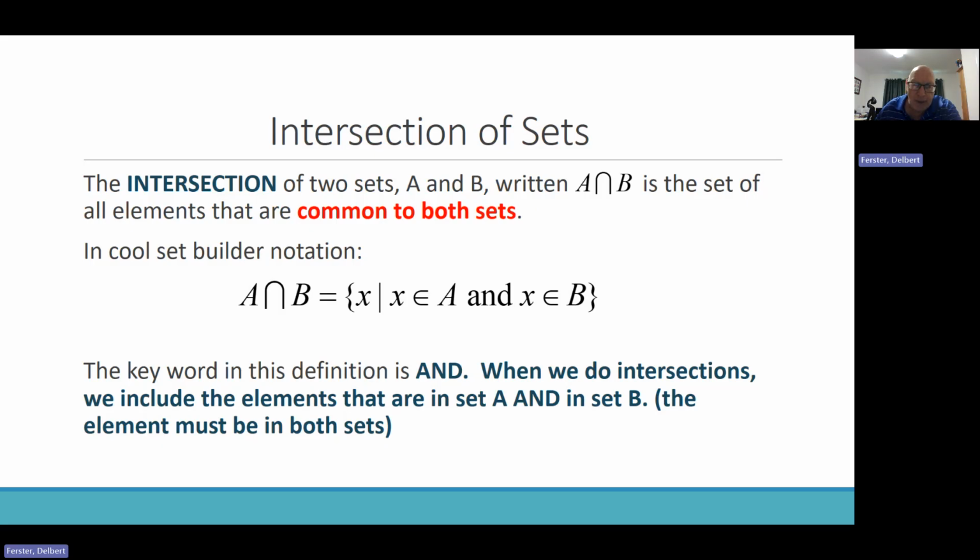So intersection has to be in both sets. It has to be in set A and in set B, and then we would list it in the intersection. When we list an intersection, the order in which we list the elements doesn't matter.